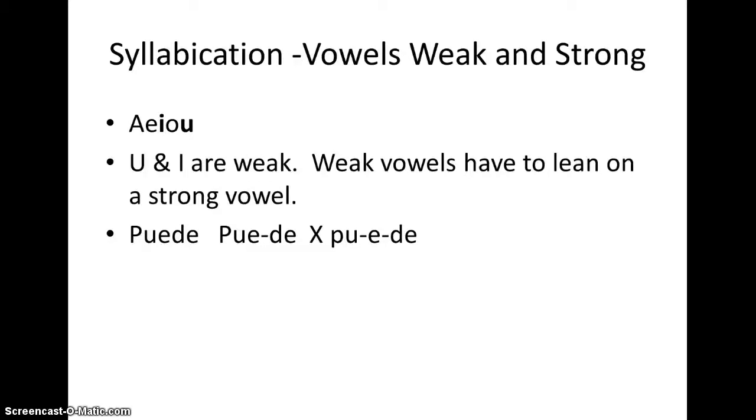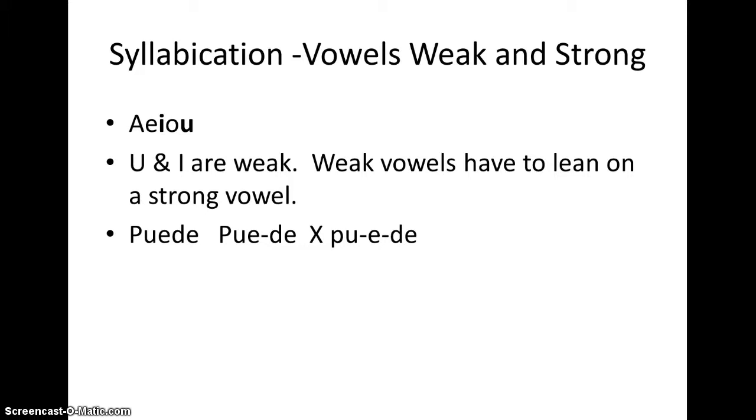Great. So this is a continuation of the explanation on how you do syllabication in Spanish. Be aware that there are the five vowels. Some of them are called weak vowels and some are called strong vowels. In fact, u and i are the weak vowels. You remember that by just simply saying you and I are weak.